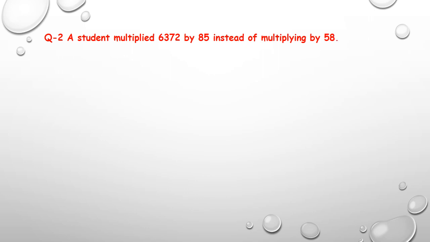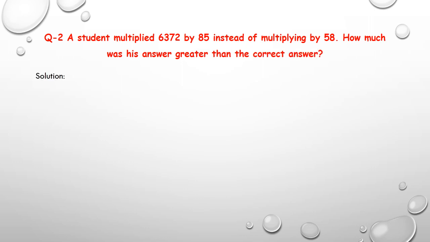Let's see which is our next word problem. Here, a student multiplied 6372 by 85 instead of multiplying by 58. How much was his answer greater than the correct answer? Students, in our solution, we will start by mentioning things. Here it is clearly given that this number has been changed. He used 85 in place of 58.